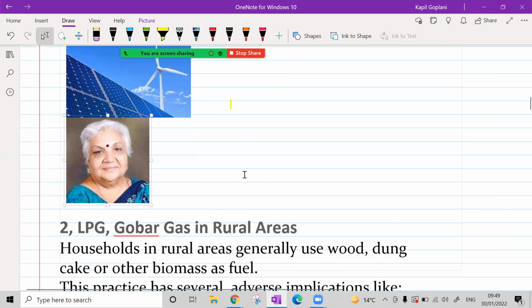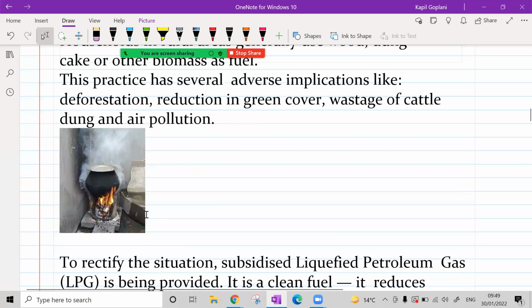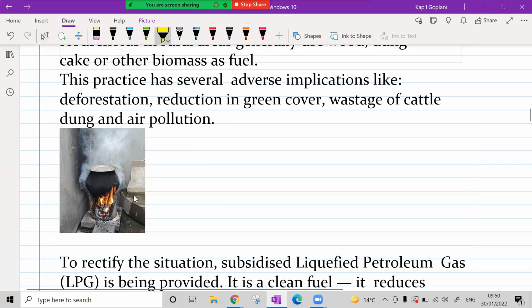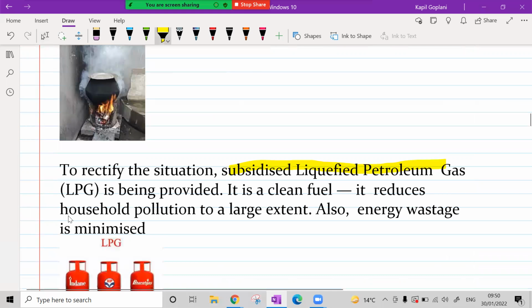Now, coming to LPG gas and gobar gas, that is a major issue. As you can see in the image, as I told you, most households are using wood. Is it creating air pollution? Yes, sir. To rectify that situation, liquefied petroleum gas is being given. Many yojanas have been started under Modi; have you heard about the Ujjwala Yojana? Yes. In that case, LPG is given at a very subsidized rate so that air pollution is reduced. That is the major cause of concern.